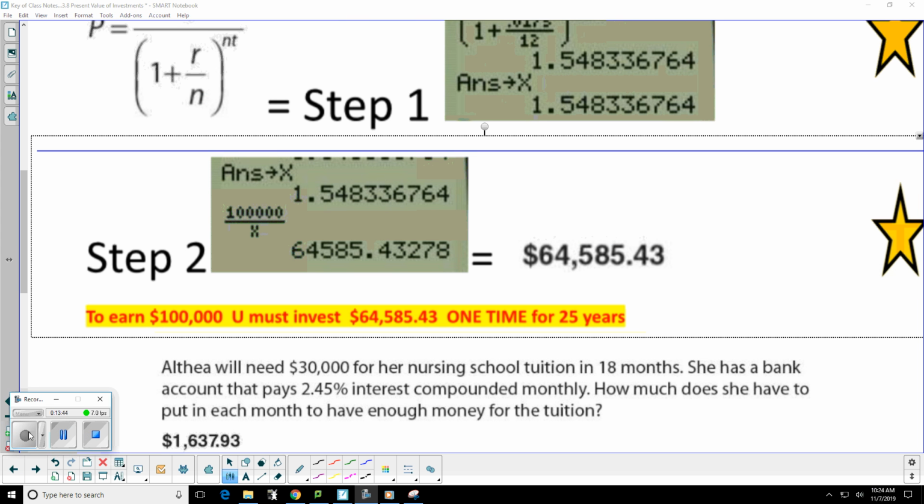Okay, so step 2 takes us to taking our future desired goal of 100,000 and dividing it by the value we stored under X. And here we have it. We need to put aside 64,000, or 64K, one time in order to have 100K in 25 years. So do I do another equation? Yes, that's where we are.